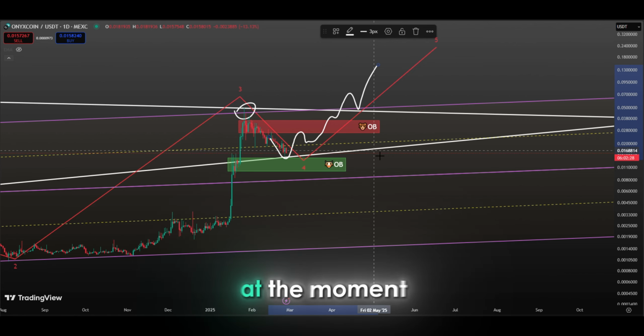At the moment, the price is in the mid-band, and it looks bad to move down. But once it breaks above the mid-band, it will want to touch the upper band again.